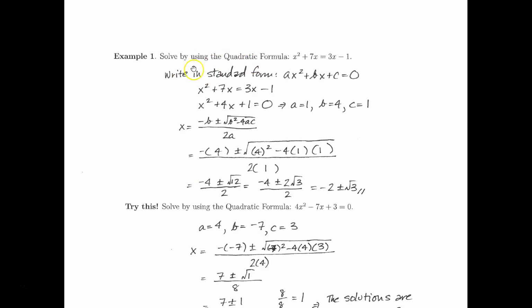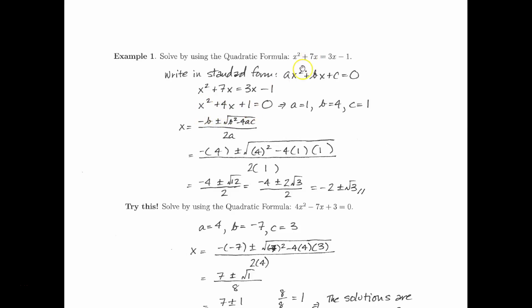Suppose we want to solve x squared plus 7x equals 3x minus 1. The big deal here is that we have to have the equation in standard form, the form ax squared plus bx plus c equal to 0, and we don't have 0 on the right-hand side. So we can subtract 3x from both sides. 7x minus 3x is 4x, and we can add 1 to both sides.